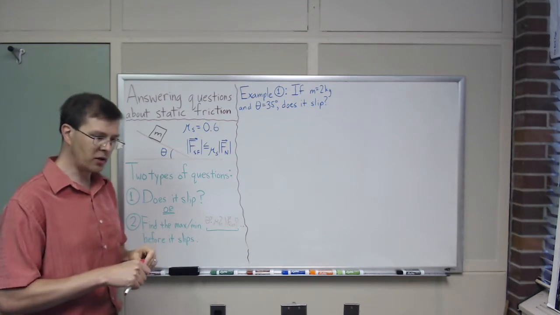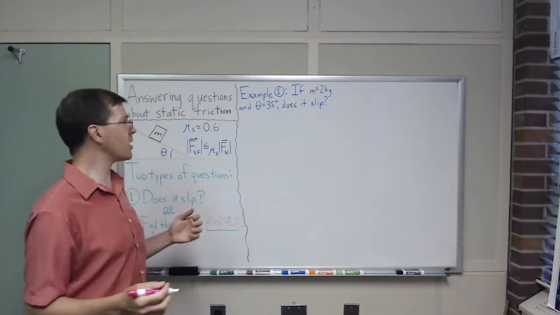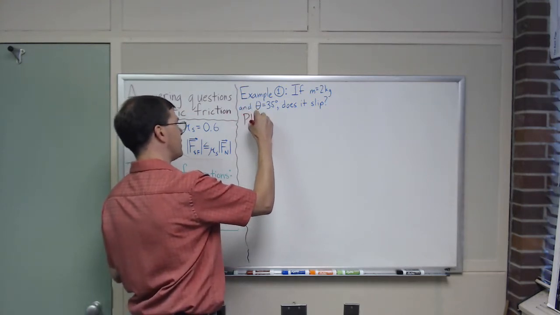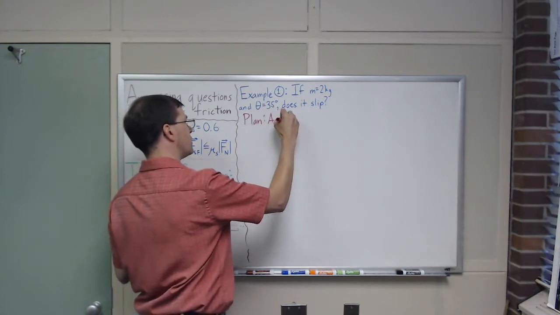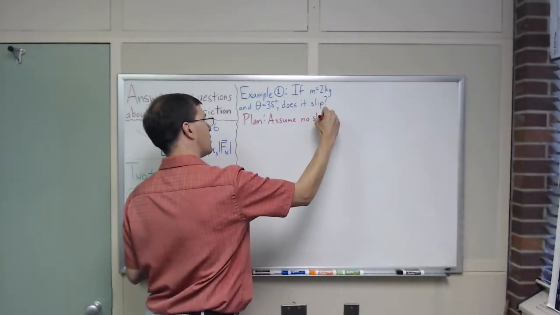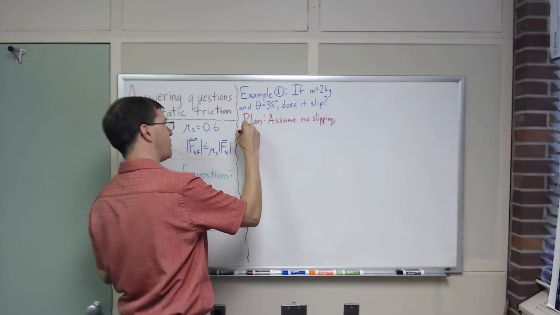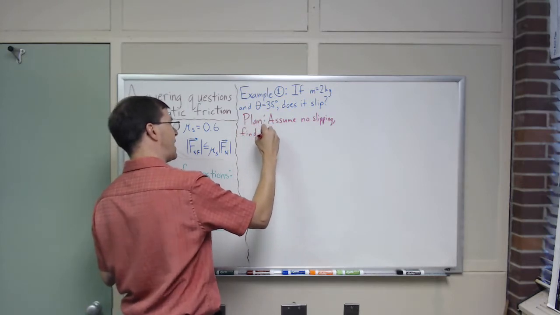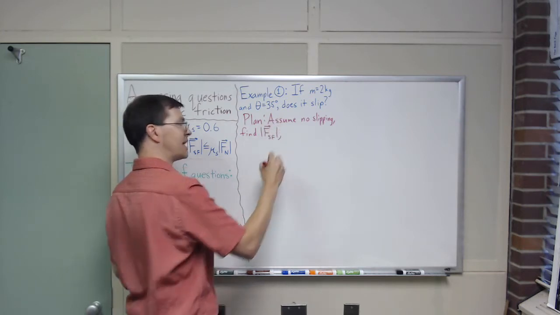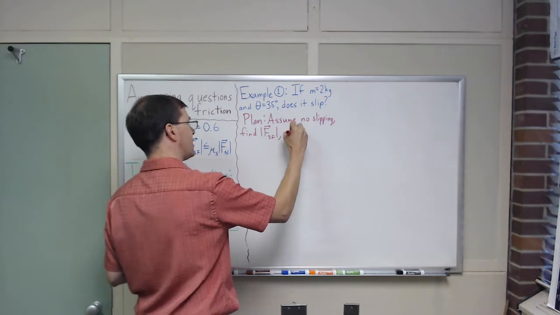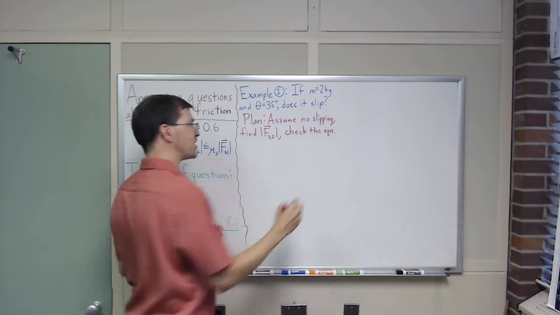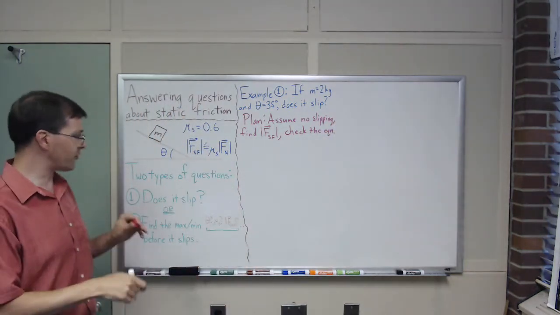So here's what we do. It's really simple. Our strategy, our plan, is to assume no slipping. We're going to assume it doesn't slip, find the magnitude of the force of static friction that we need to make that happen under that assumption, and then check that against the defining equation. That's our plan. So let's just do it for this setup.